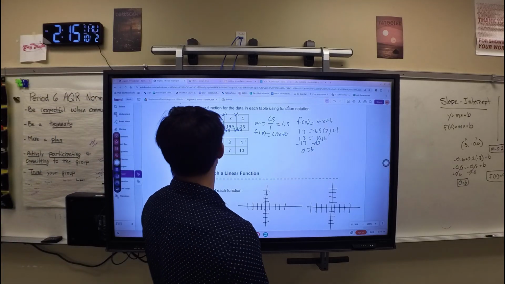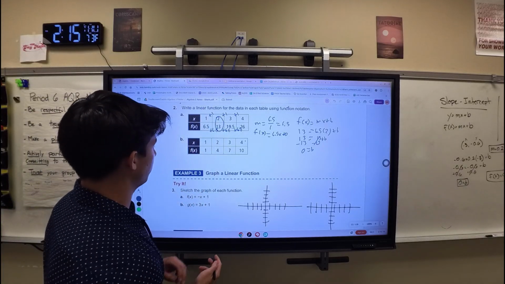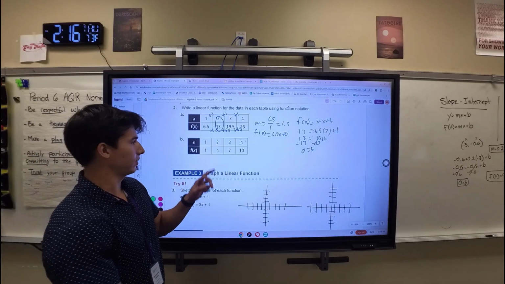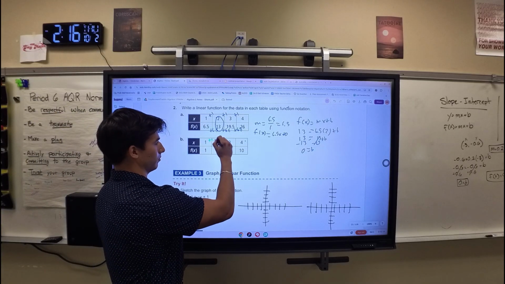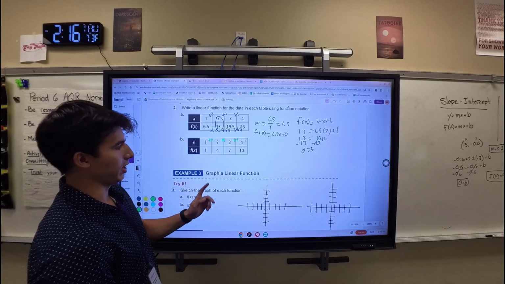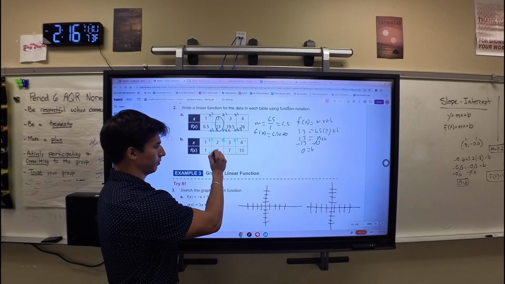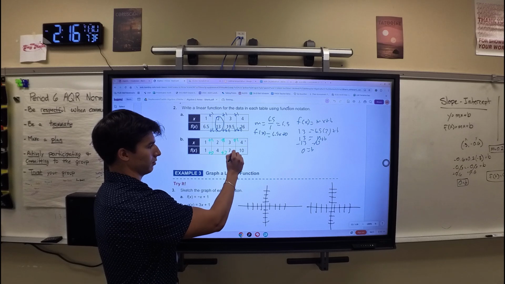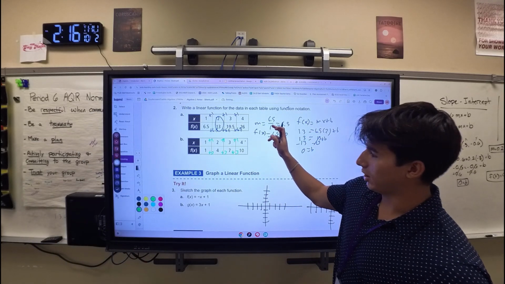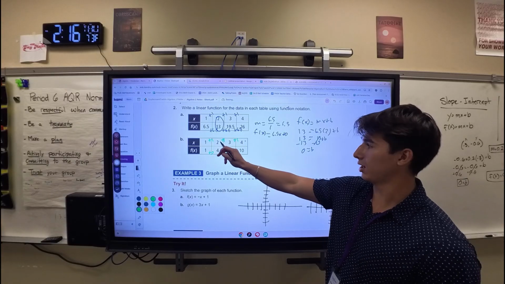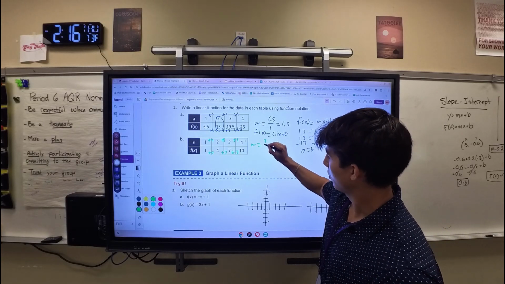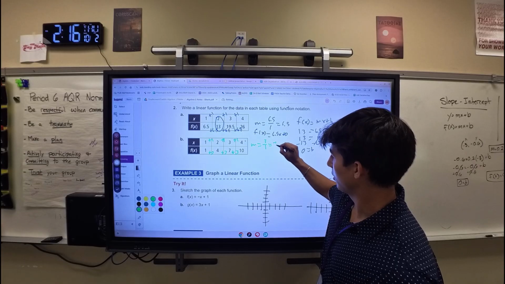Now, for part B, still in the x's, we're adding 1. But down in f of x, we're adding 3 each time. And we already said that m is our change in f of x divided by our change in x. So here, m will be 3 divided by 1, which is just 3.